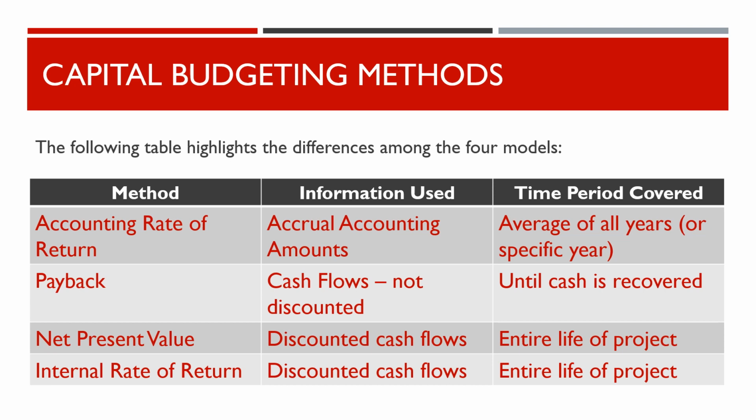First, let's think about the main distinguishing features of each of the 4 methods. First, the accounting rate of return uses the accrual accounting amounts and takes into account the average of all years covered, or a specific year. The payback method uses cash flows, which are not discounted, and the time period is simply until all cash is recovered. The next 2 methods, the net present value and the internal rate of return methods, both use discounted cash flows, and both apply to the whole life of the project or program. There are, however, some differences, and in particular the IRR does not account for total risk of the investment, as we shall see later in this lesson.